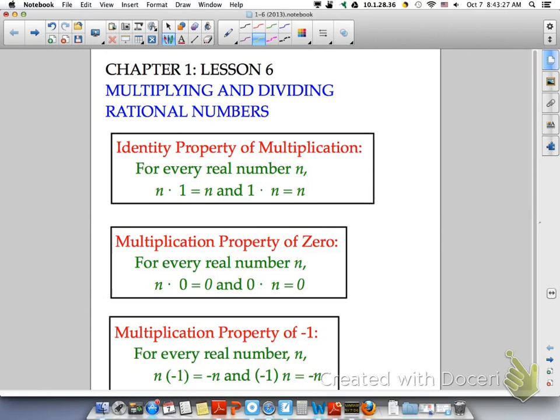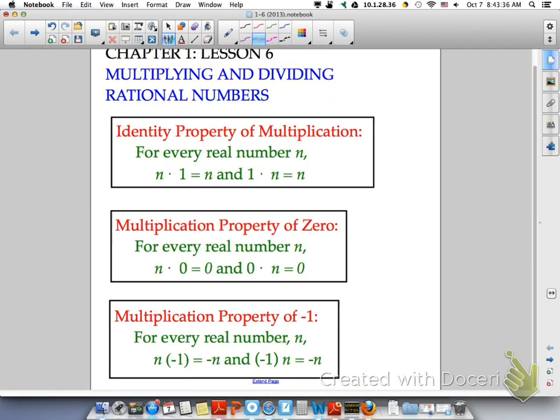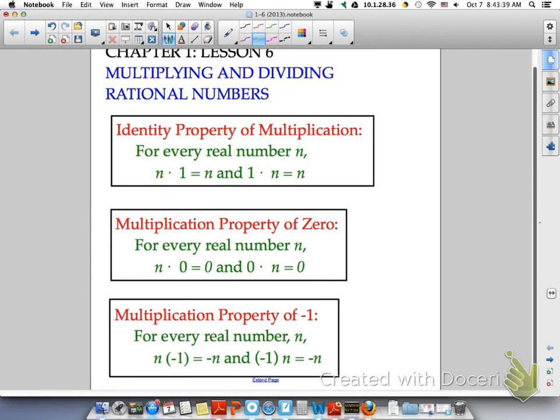Now this is a new property, multiplication property of -1. So according to this property, for every real number n times -1 is going to give you what? Can someone rephrase that? You're right. n times -1 is -n, but I want you to rephrase that -n and say it in a different way. Yes. Lulu? Kayla?